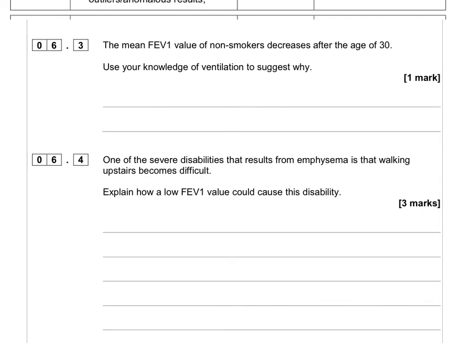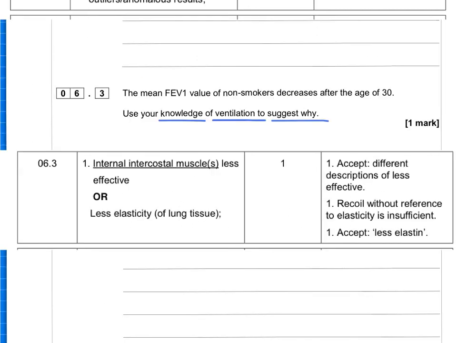Question 6.3 says the mean value of non-smokers decreases after the age of 30. So it's not related to smoking, and it wants you to use your knowledge of ventilation to suggest why. When you look at the mechanisms of ventilation, you should know that the internal intercostal muscles are less effective with age. Or you could say that in the lung tissue there's less elasticity, or less elastin, or less recoil, related to lack of elasticity.